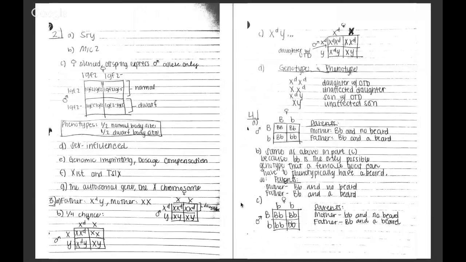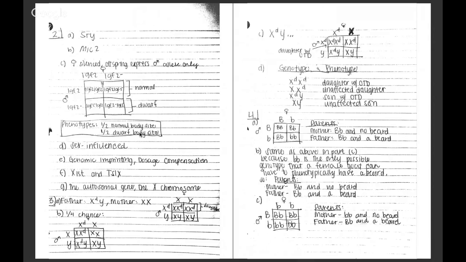Okay, so for question number 2, SRY is an example of a holandric gene. MIC2 is an example of a gene found on both the X and Y chromosomes. And in this cross between the IGF2 silenced male mouse and an IGF2 silenced female mouse, the phenotypes of the offspring, as shown by this cross here, half will be normal, half will be dwarf.